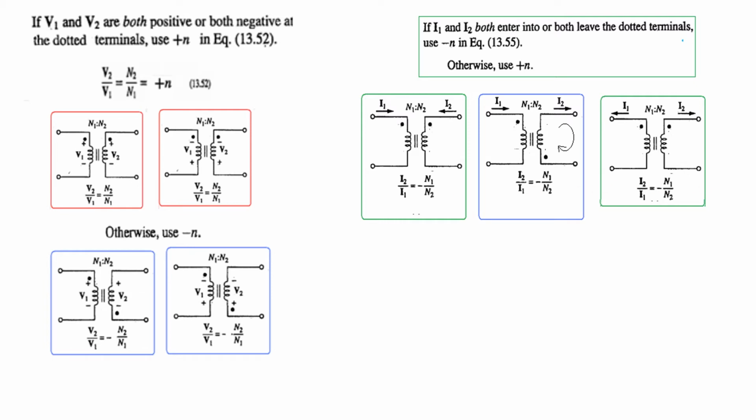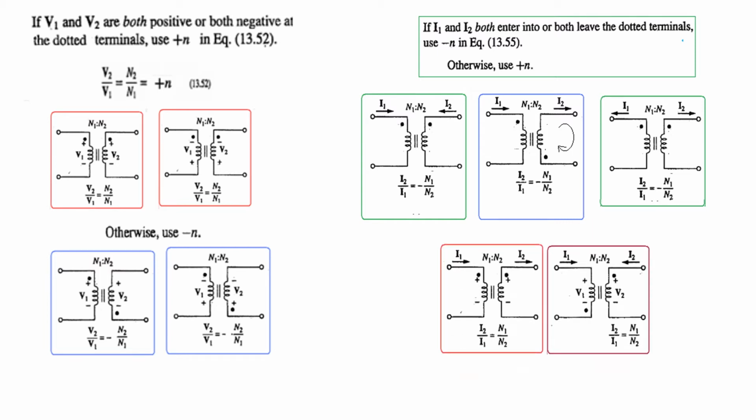But if one is entering and the other is leaving, then we'll have a positive sign. Like here, one entering the dot and the other entering the non-dotted side, we'll have a positive sign. Similarly, in this case, I1 is entering the non-dotted terminal, but I2 is entering the dotted terminal, so we also have a positive sign. So this is the opposite of the previous case.